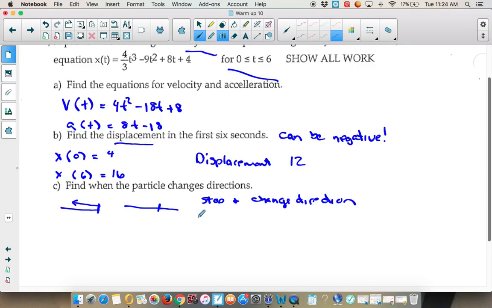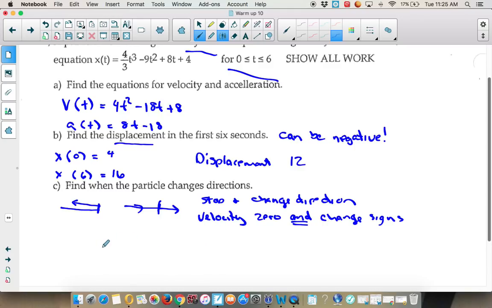which means my velocity has to go to 0, and, this is huge, and change signs. I could have, like this second example, I could have just been moving right, then stopped, and then continued moving right. So you do have to check the signs on both sides.